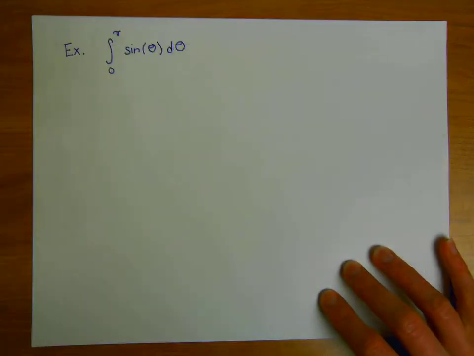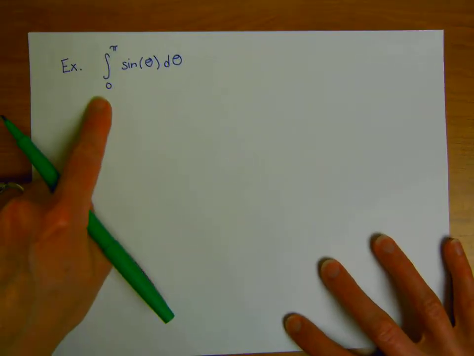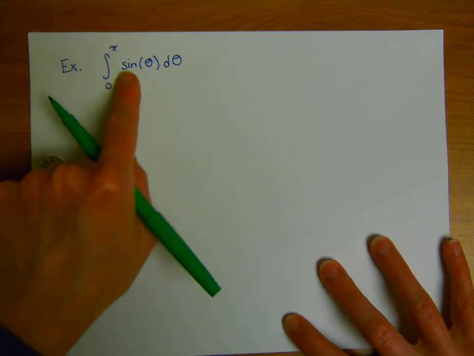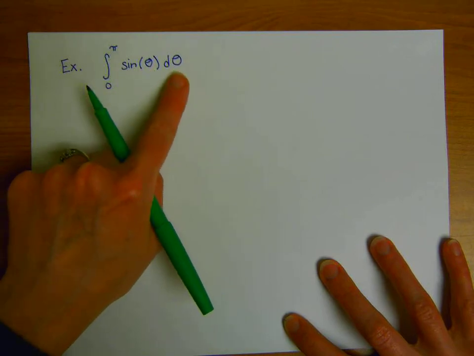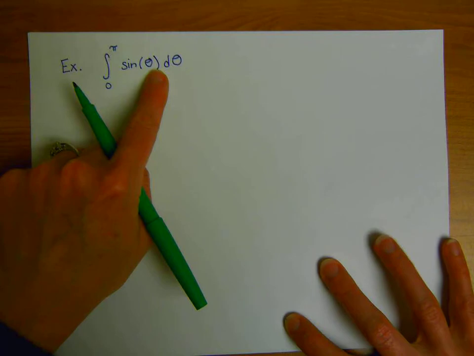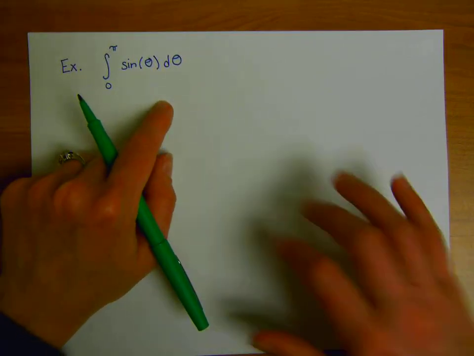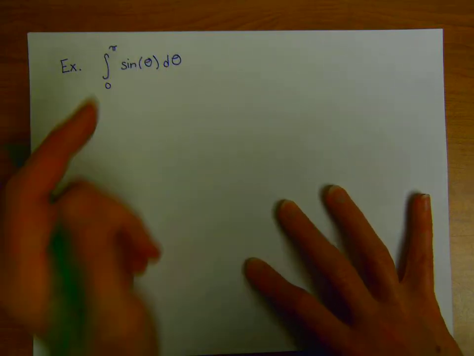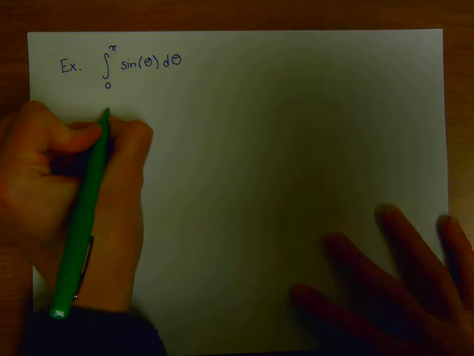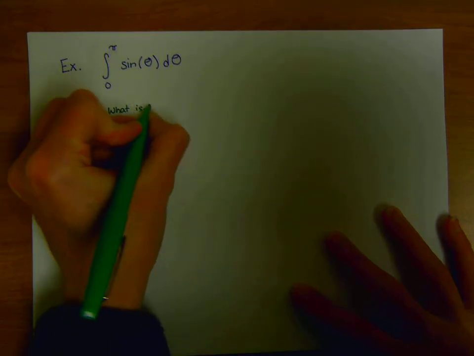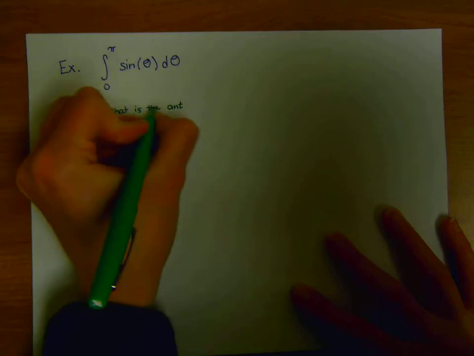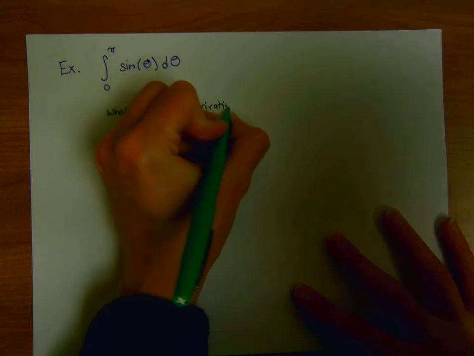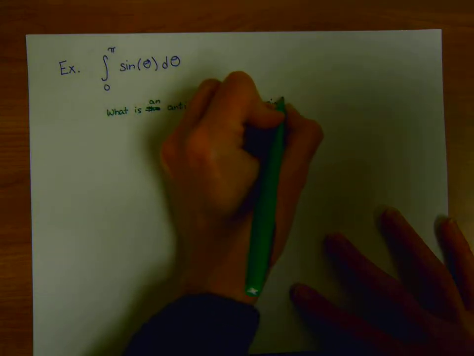So let's do an example. So suppose I want to compute the definite integral from 0 to pi of a little f function, sine of theta d theta. And in order to do this, I can use the fundamental theorem of calculus, and I know that this is the net change in the antiderivative of the sine of theta. So I need to think to myself, here's my thought bubble, what is an antiderivative of sine of theta?